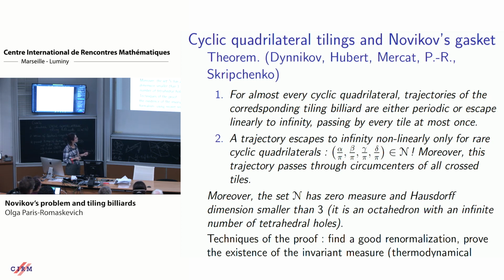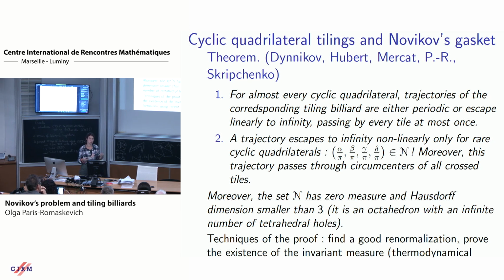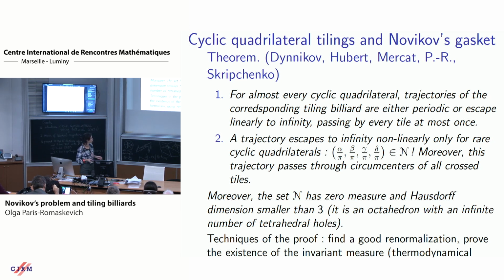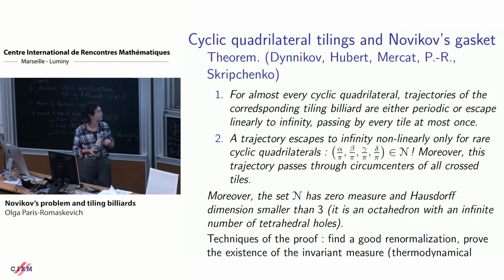The first step is to understand what is the continued fraction algorithm behind the system. For this, we use renormalization techniques. And then, in order to prove that the measure of the set is 0, and even to prove that the Hausdorff dimension of the set is smaller than 3, we need other methods like the thermodynamical formalism and new results by Charles Fougeron of last year. So we need the machinery to prove 0 measure and especially Hausdorff dimension of such an object.